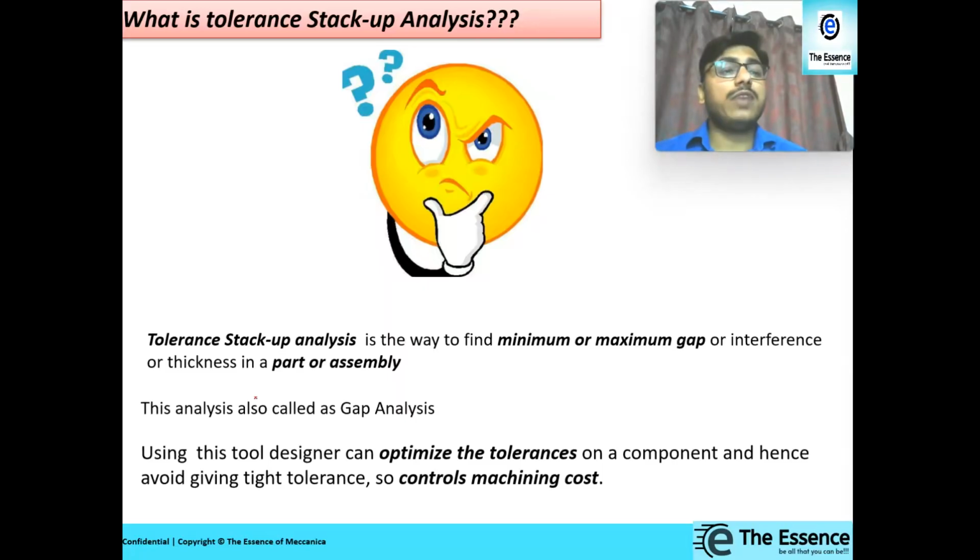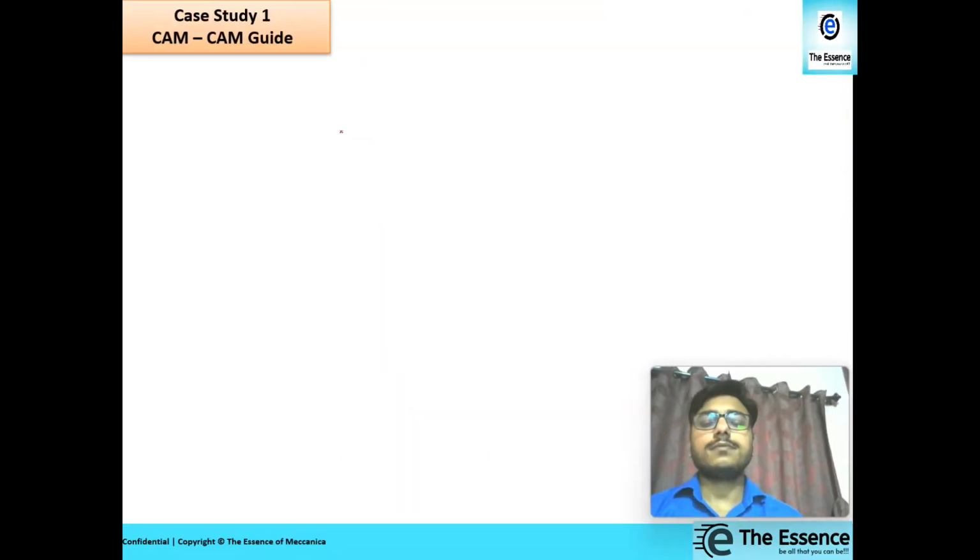Using this tool, we can optimize the tolerances. If we are giving too loose a tolerance, we can tighten it up as required. And if we are too conservative, giving too tight a tolerance, by doing this we get to know that, okay, we need not have that tight a tolerance, so we can loosen it up. In that way, it can control the machining cost as well. So by doing tolerance stack-up analysis, we can control the machining cost as well. That is what tolerance stack-up analysis is.